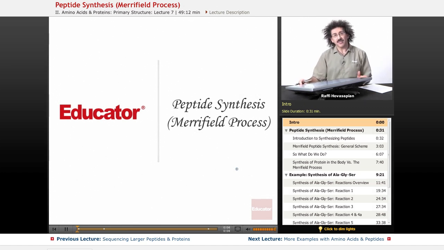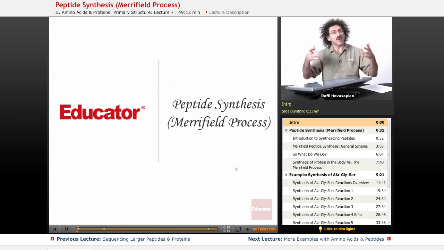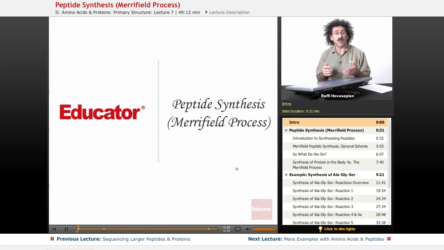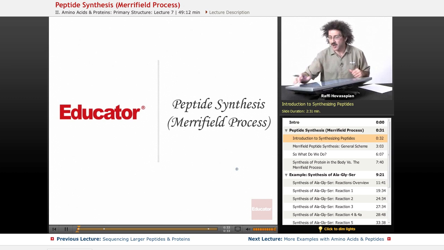So in our last lesson, we closed off by talking about breaking a protein down to elucidate its amino acid sequence. And now we want to go in reverse. What if there's a particular peptide or a protein that I want to build? So today, that's what we're going to be talking about, peptide synthesis. And the process we're going to be talking about is something called the Merrifield process, after Bruce Merrifield, who created this back in the late 60s. Okay, so let's just jump right on in.